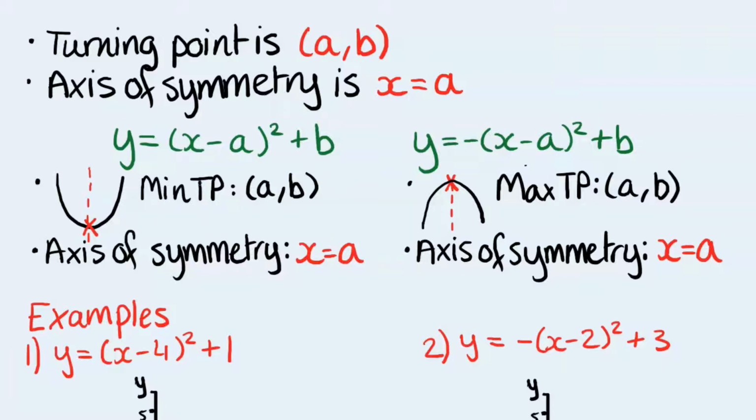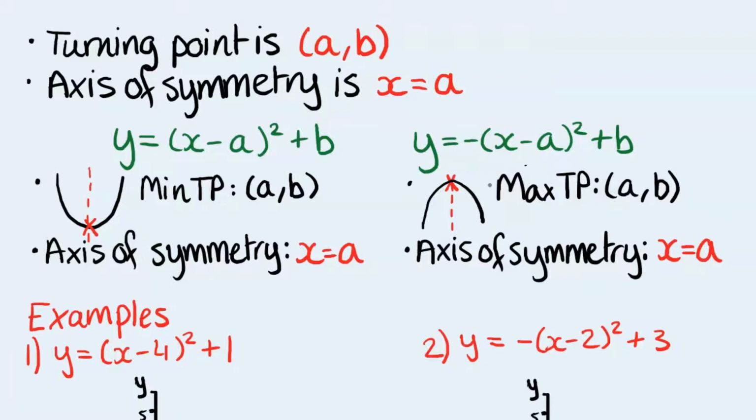So just a reminder, when the quadratic equation has a positive x squared, then you have a minimum turning point. So if you look at this equation carefully, this form, you'll still get a positive x squared. So that's a minimum turning point. And then the axis of symmetry is x is equal to a.